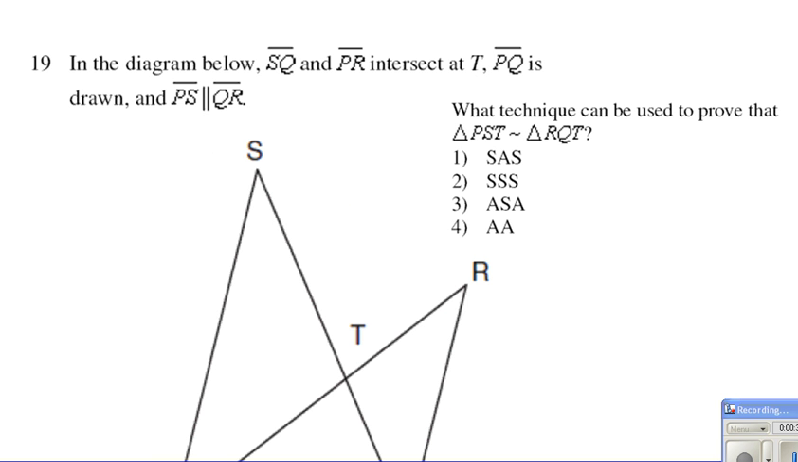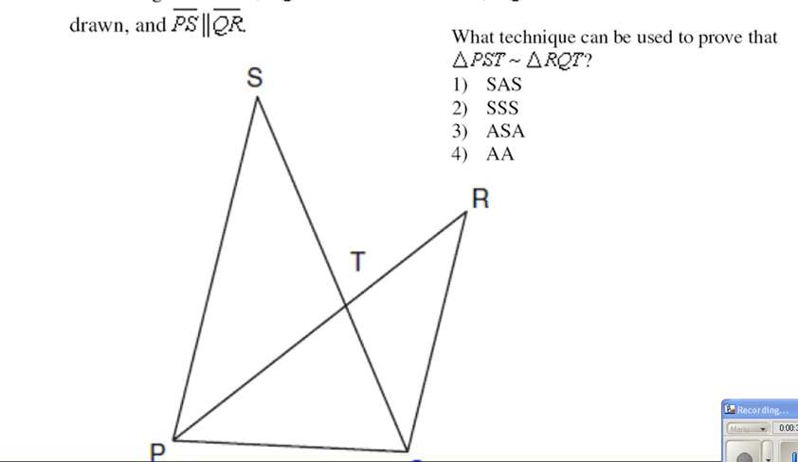Now here we have a picture, and PS is parallel to QR, which means this one. Now, which technique can be used to prove that these two triangles are similar, that means this triangle right here, PST? We realize this angle is congruent to that angle right away by the vertical angles. The other one would be, since these are parallel, this angle would be alternate interior angle to this angle. Oh, wait a minute, we already got our answer, which is 8A.